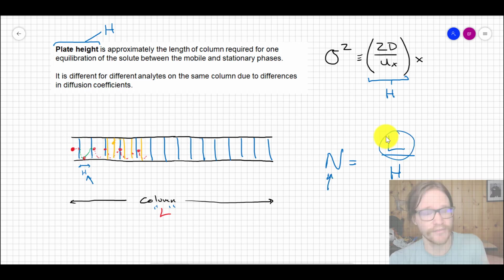L is going to be fixed for any column that you have. Really, that's just a tube that you buy and then you fill it up with whatever your stationary phase and you run it. And so it's important to know that theoretical plate height and number of theoretical plates isn't some universal value that when you go buy a column it's just fixed, because it's not. It's dependent. And I'll show you how we use chromatograms to extract values for these sort of hypothetical plates.